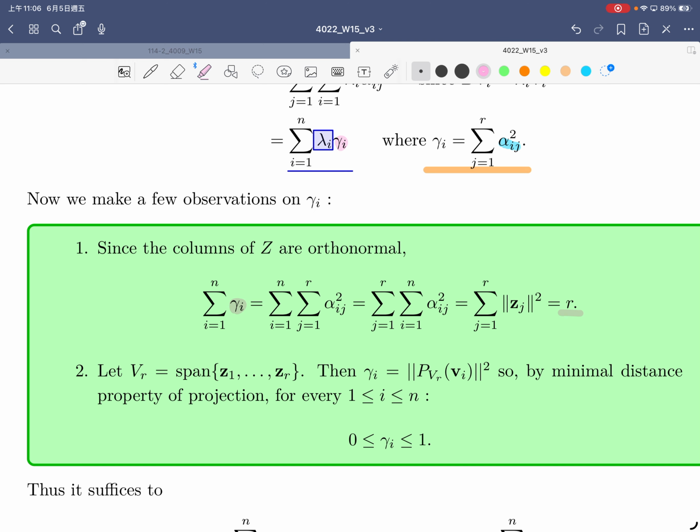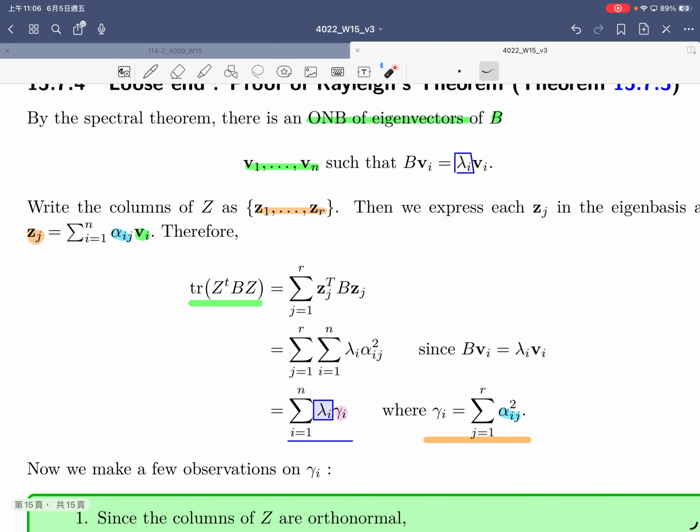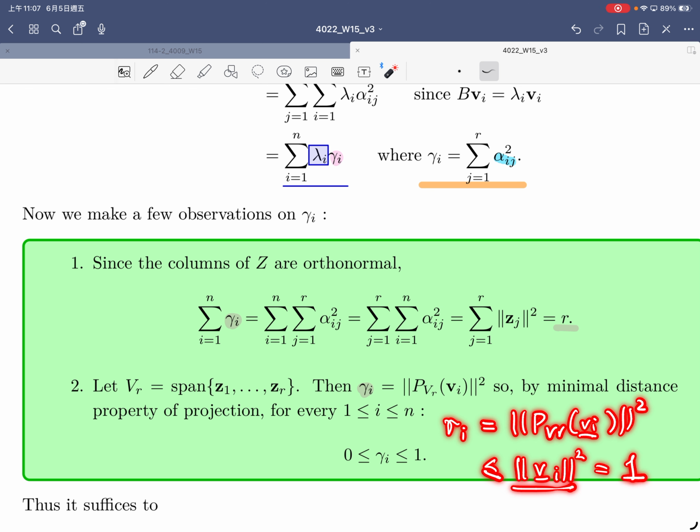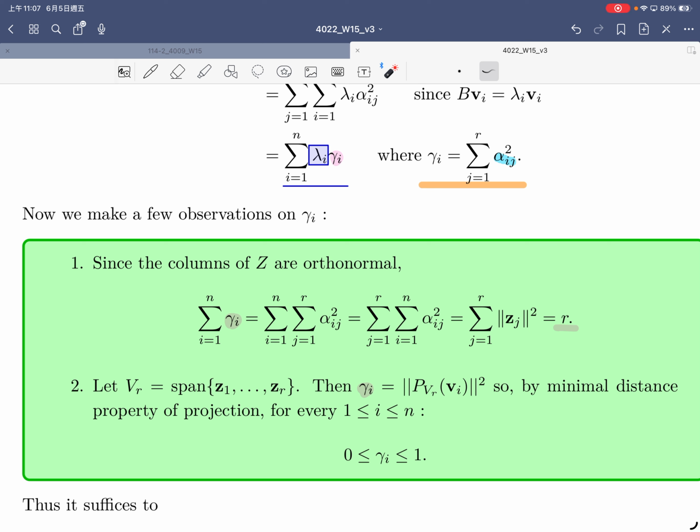The second thing is, and this is not a difficult argument, you can recognize that γ_i is a projection, because it looks like some kind of projection. So when you project, the length would be smaller. Previously we know that when you project, you make the length of the original input smaller. But this is an orthonormal basis, so this is at most 1. So that's why γ_i is at most 1. And obviously γ_i is non-negative because it's a sum of squares.